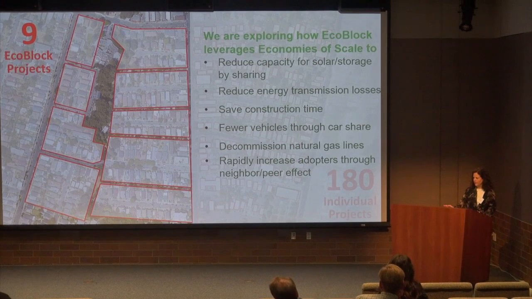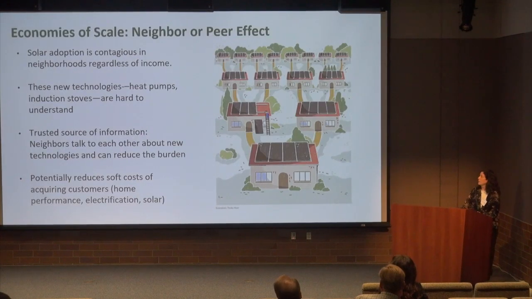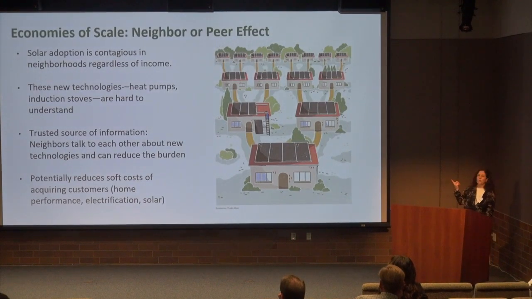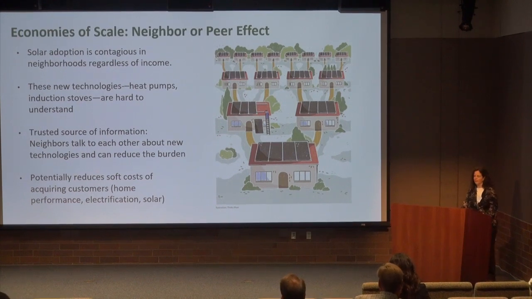And then this other idea about rapidly increasing adopters through this neighbor or peer effect. So maybe you've heard this, that solar adoption is contagious. Sun City did a study on this a number of years ago where they went back over a 10-year period and they just looked at where solar was being installed. And you look over time, it starts off with one neighbor and you go back 3 years later, now there's 3 neighbors right around that. And solar grows in clusters regardless of income. I thought that was a really interesting finding. I wouldn't have thought that.